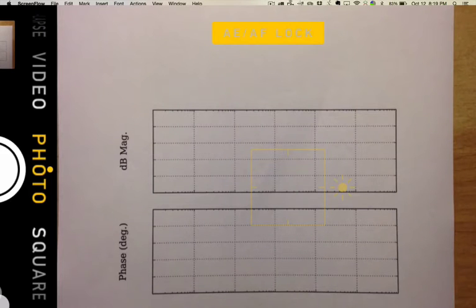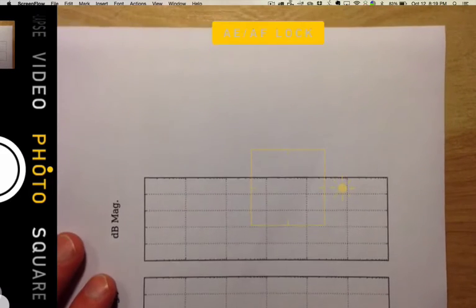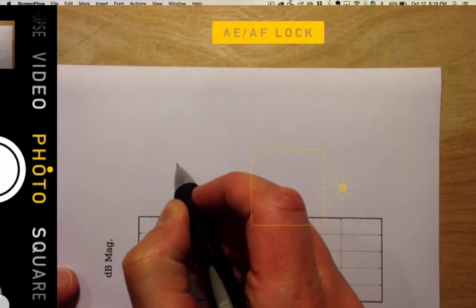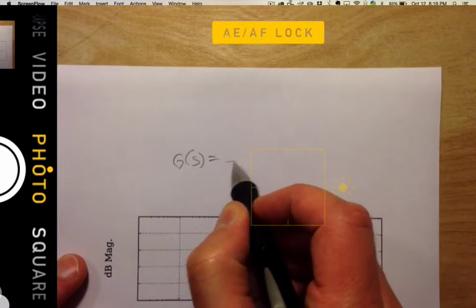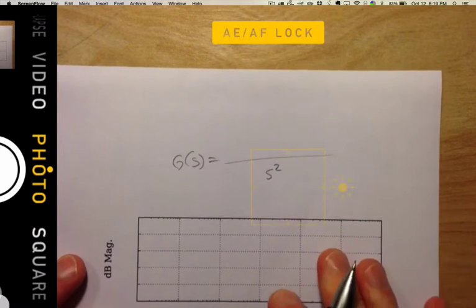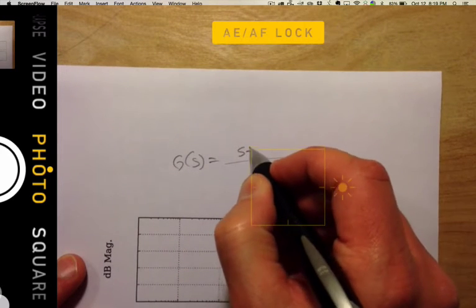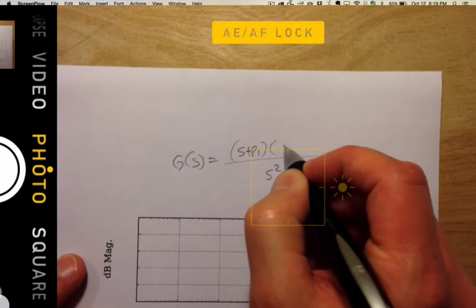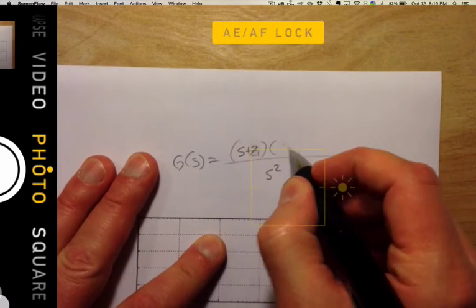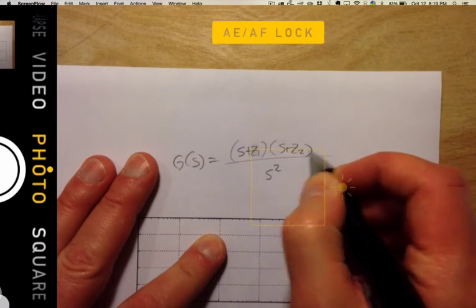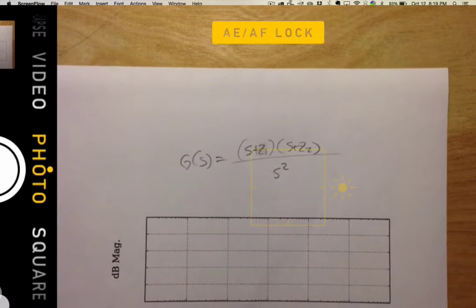Okay, this is Dr. Kraus with another Bode example. I want to do a couple of things in this example. I want to talk about a pure double integrator and an S plus Z1 and an S plus Z2, two zeros. I'm just giving you one more example to work through.